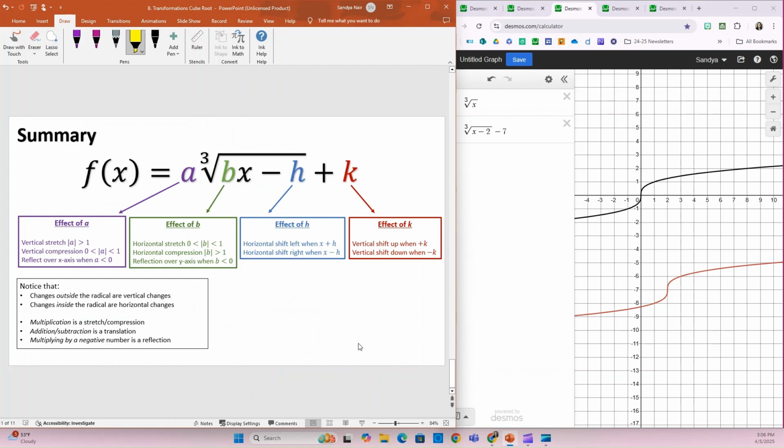So remember, we can look at the values of a, b, h, and k to describe how a function has been transformed from the parent function. We can also use a description to go ahead and write the equation of a transformed function by adjusting the values of a, b, h, and k based on the description.